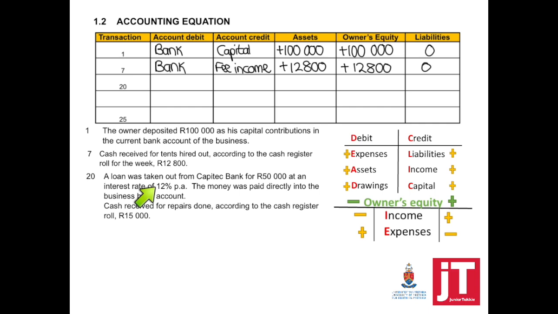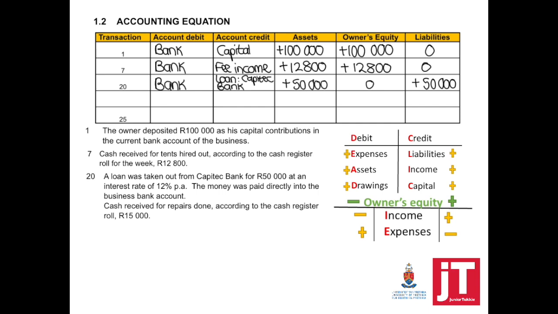On day 20, a loan was taken out from Capitec Bank for 50,000. From the cash receipts journal, bank is always debited. Account credited, loan, Capitec Bank. You have to write the name of the bank. Bank is a current asset, which will be plus. Loan is a liability, which is credited, which means plus. Nothing happened with your owner's equity. Liabilities plus 50,000, assets plus 50,000.